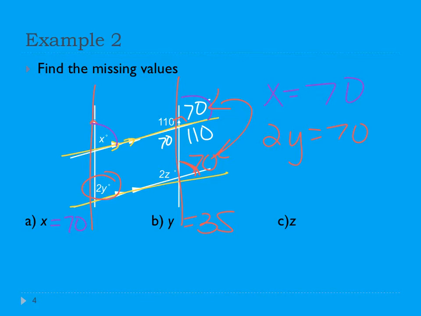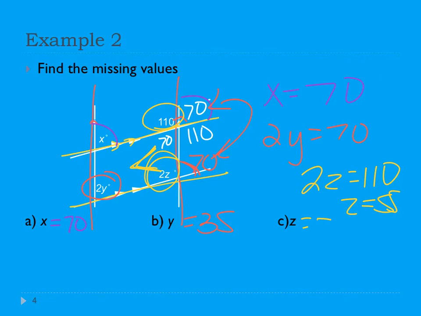And then the last one, 2Z here. I could either go on the transversal above it to 110, those would be corresponding, or I could say 2Z plus 70, these two are same side interior, right? So 2Z would equal 110, and Z would equal 55. So there's a lot of different ways to do this. You could go from right to left, you could go from top to bottom because there are two pairs of parallel lines. Any questions on any of those?